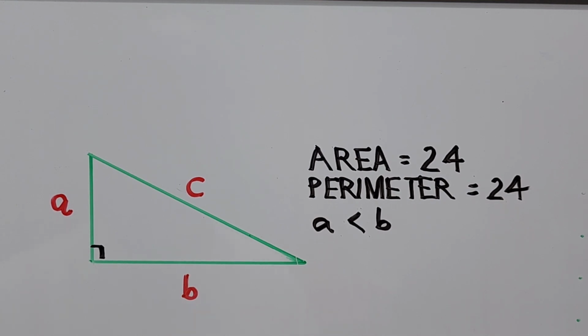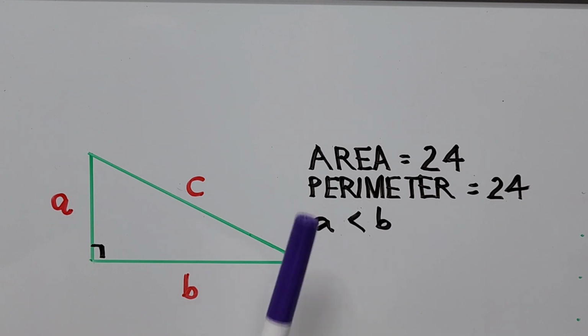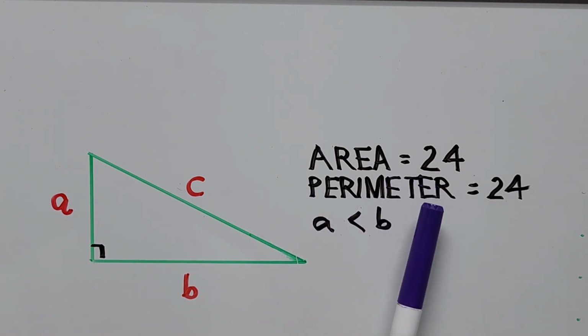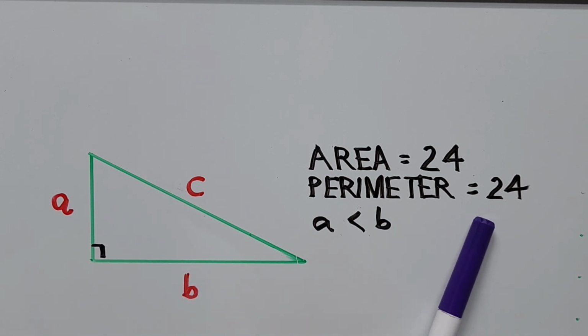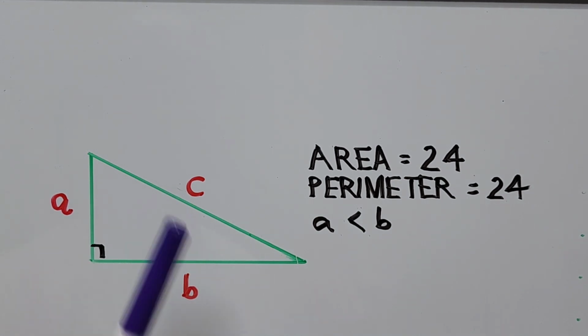In this video, we have a given right triangle with the sides A, B, and C. Here C is the longest side of the triangle, B is the base, and A is the height. We have some given conditions: A must be less than the base B, the area is 24 square units, and the perimeter of this triangle is equal to 24 units. Here we're going to find the side lengths A, B, and C.